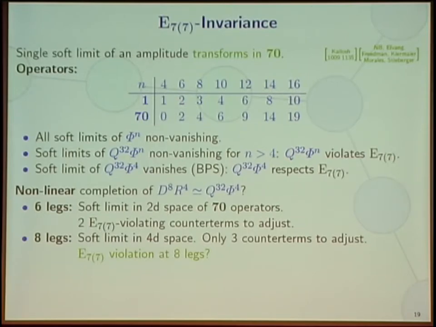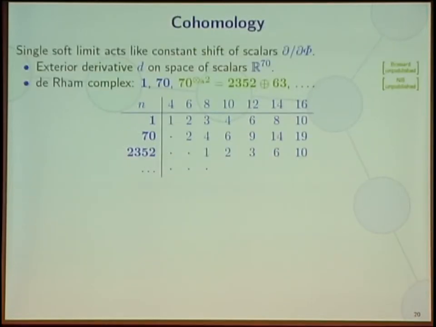Now then you go to 8 legs, and there turn out to be 4 70 operators. That is, your soft limit must be in one of these 4, but there are only 3 counterterms to adjust for that. So does it mean that E7 is violated at 8 legs? And I really cannot take this argument away from you.